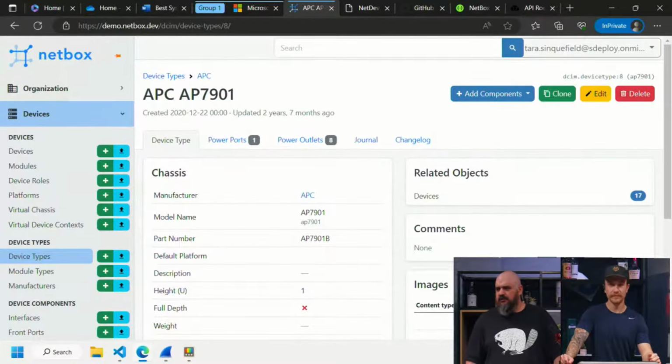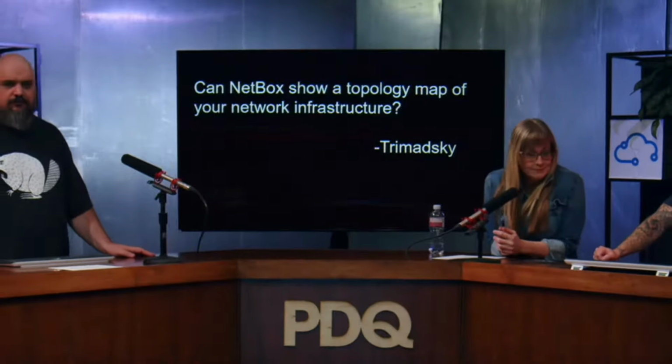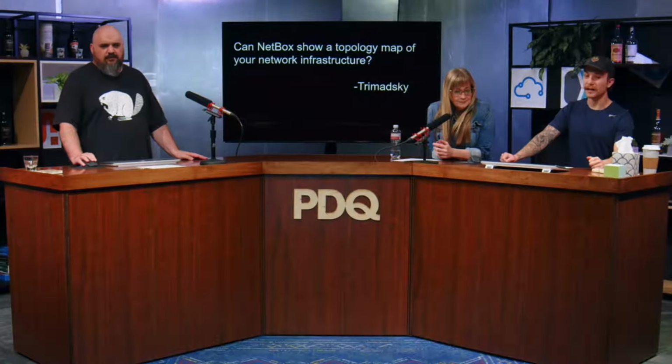All right. Can NetBox show a topology map of your network infrastructure? If it can, I don't know. I don't use that. I build my own topology for our network here. I'm not a big fan of automated topologies, if NetBox can do it, because I usually don't display the hierarchy that I would like. I haven't really looked into it here, but maybe somebody out there has implemented some way to do it, and I'm just not aware of it.